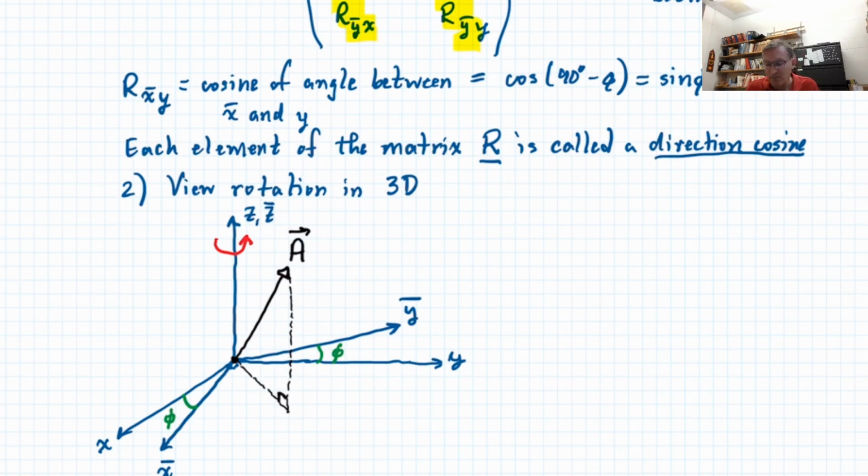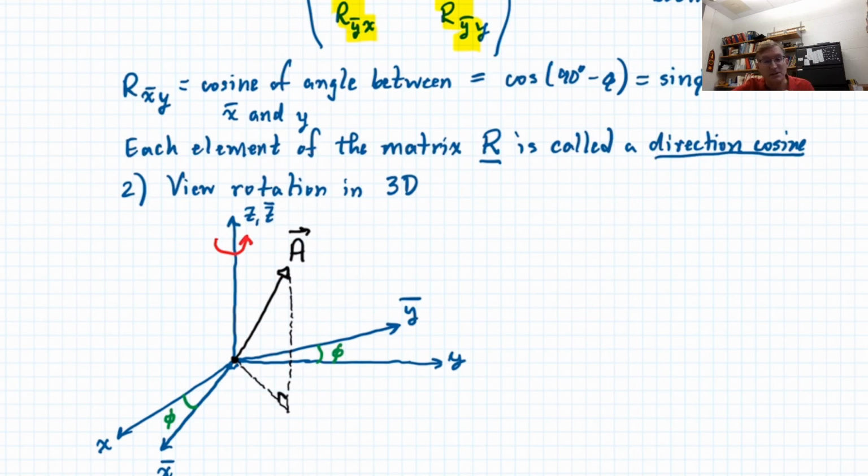And that's basically my picture now, okay? I've got this vector quantity, big A arrow. It's not being rotated, right? It's just sitting there in 3-dimensional space. I've got a coordinate system, x, y, and z. I'm going to rotate about the z-axis counterclockwise by an amount phi.